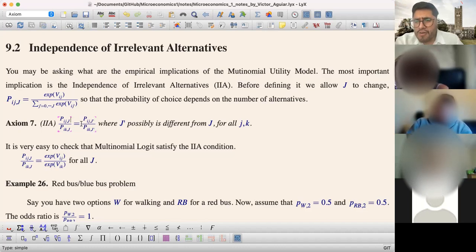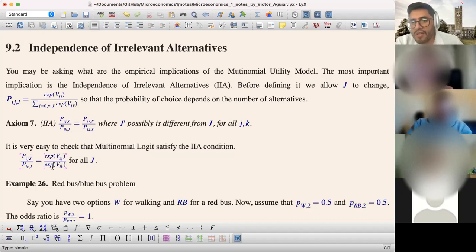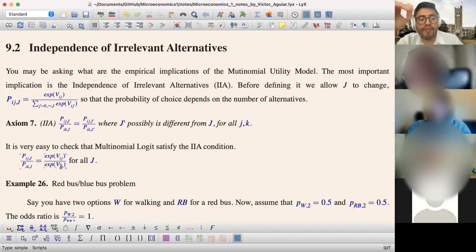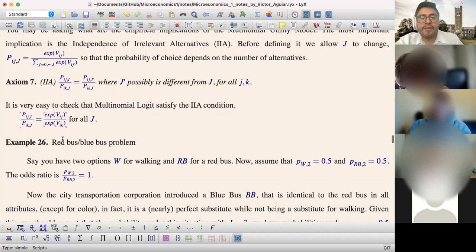Now, the first thing we're going to do is verify that multinomial logit implies this property. This is very easy to check, because if I take the ratio of the probability of J divided by K, it's essentially the exponential of the mean utility of J divided by the exponential of the mean utility of K. Do you understand? So IIA is essentially the benchmark, the defining feature of the logit model. That's why we like to derive these properties. Yeah, go ahead, Martin.